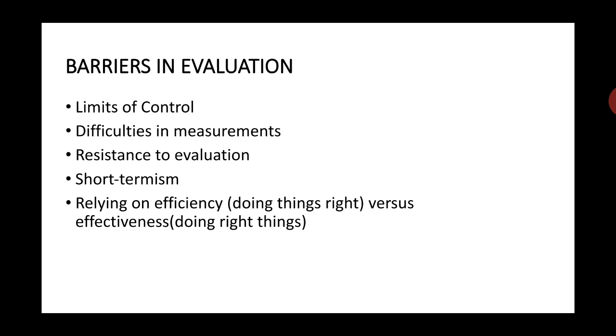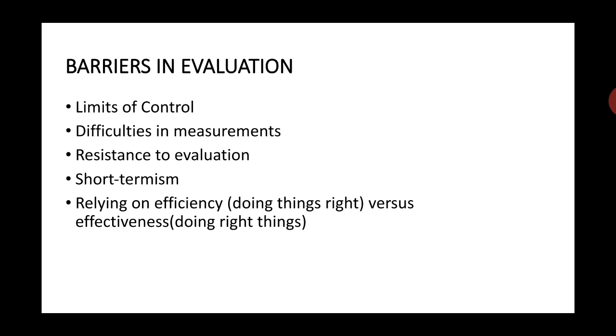Okay, relying on efficiency, doing things right, versus effectiveness, doing the right things. Sometimes when you are under pressure, they want you to do things right. As you are filling the papers and it's part of your job, someone is checking after you, you have to do things right. But the main thing we are looking at in this evaluation strategy is effectiveness, doing the right things, and this can be considered a barrier. This is the idea of that.